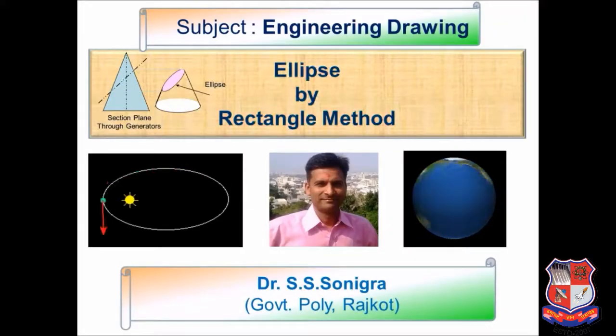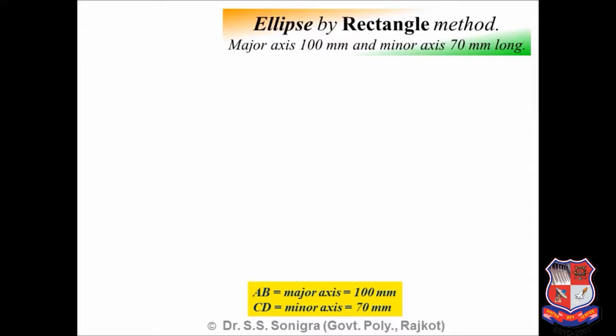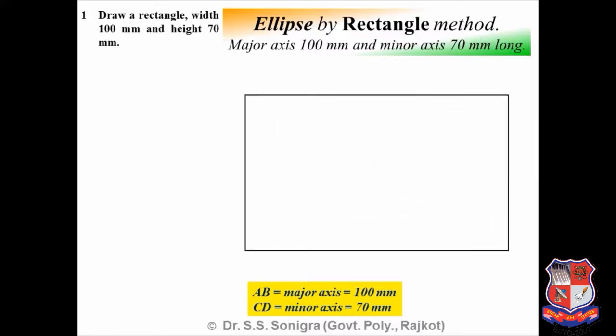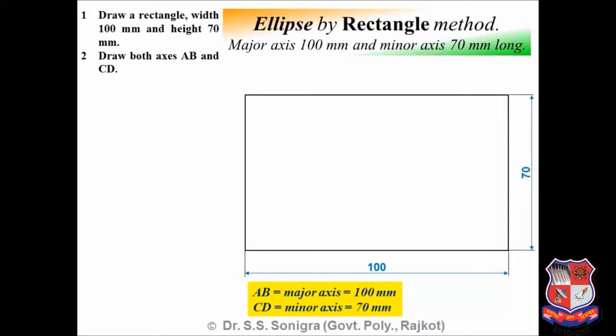Hello friends, we will discuss how to draw an ellipse by rectangle method. The dimensions of the ellipse are given as major axis 100 mm and minor axis 70 mm. So first of all, draw a rectangle of given dimensions. Say 100 mm is the width and 70 mm is the height as given in this diagram. Insert the dimensions and draw both the axes AB and CD.